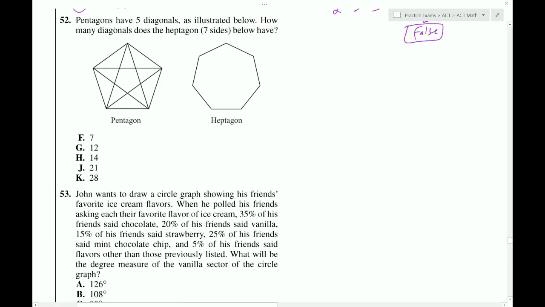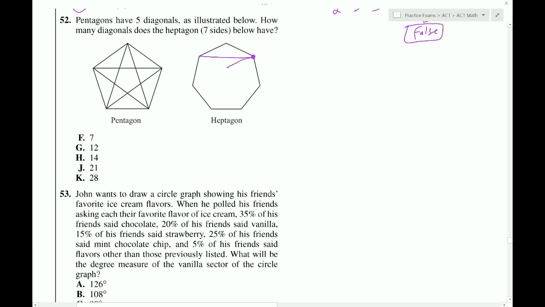Next, pentagons have 5 diagonals as illustrated below. How many diagonals does the heptagon have? So you might try to think of a formula that relates the number of sides to the number of diagonals, but that might be a little bit much. So instead, let's just try to draw all these diagonals. We'll start with this point, and you don't want to draw the ones that are already attached. You only want to draw the extra ones.